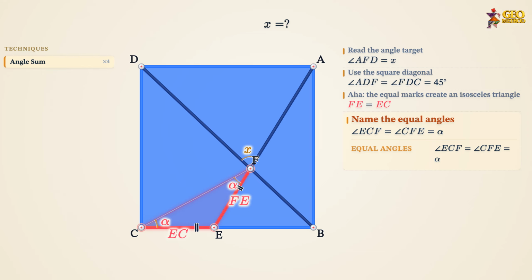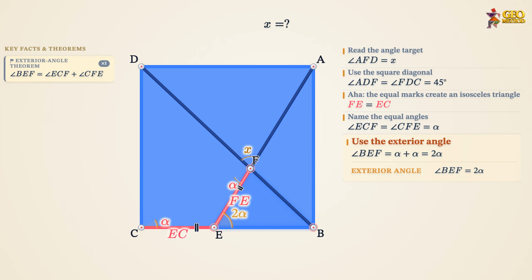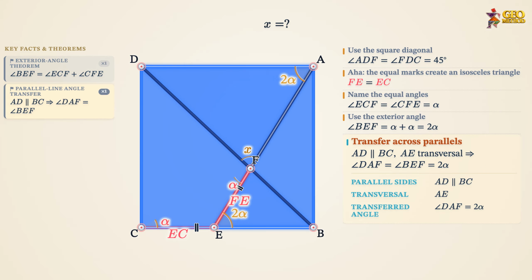The exterior angle BEF equals the two remote interior angles, so the graph now marks it as 2 alpha. Now transfer that angle cleanly. Sides segment AD and segment BC are parallel, while segment AE is a transversal. Therefore, angle DAF equals angle BEF. So angle DAF is also 2 alpha.